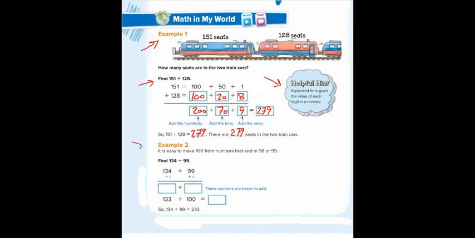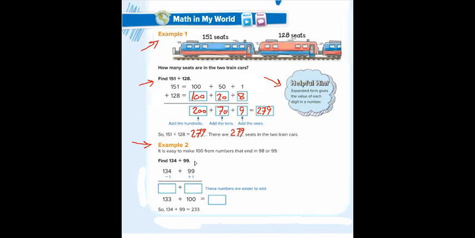Let's solve example 2 to know another way. It is easy to make 100 from numbers that end in 98 or 99. So to find 134 plus 99, instead of adding them in this way, we will convert 99 to 100.